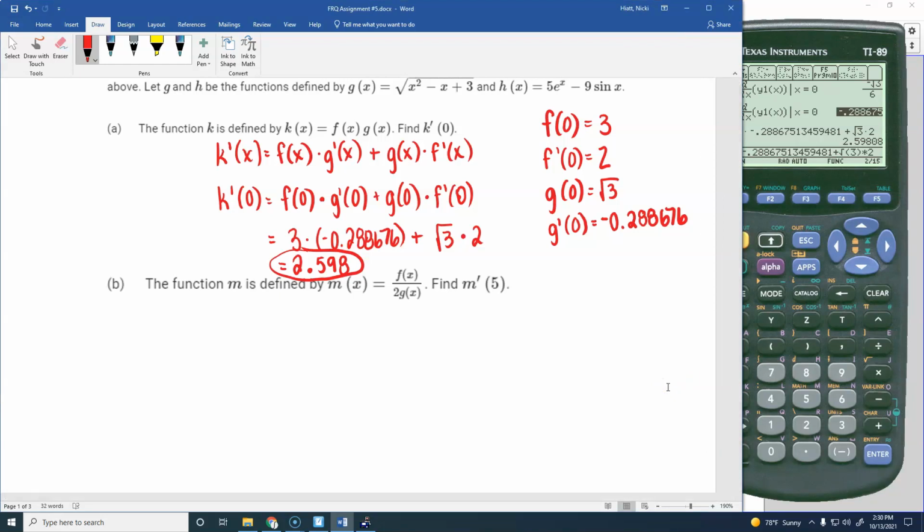All right, B. B is going to be, we got to take the derivative of this. What are we going to have to use here? We have to plug in 5. What do we have to use to take this derivative? Before I put 5 in, I've got to use the quotient rule. So 2g of x times the derivative of the top, which is f prime of x, minus f of x times the derivative. What's the derivative of 2g of x?